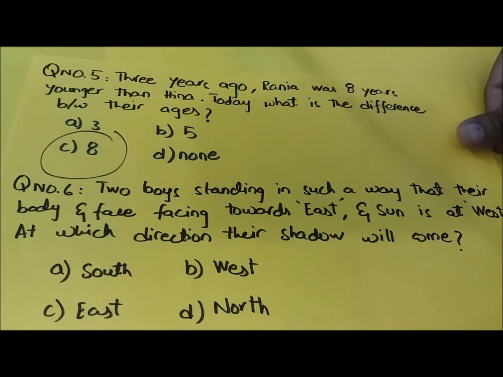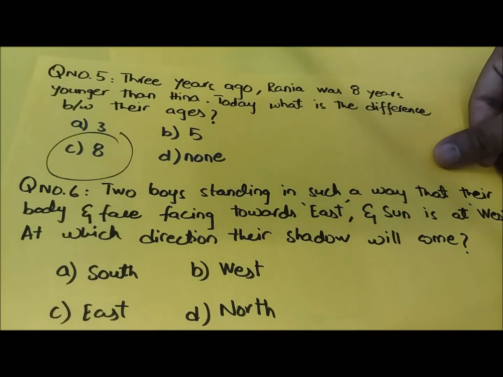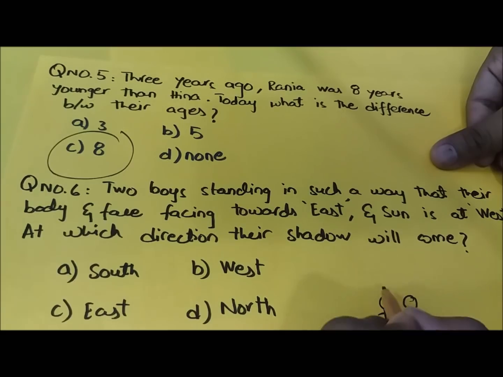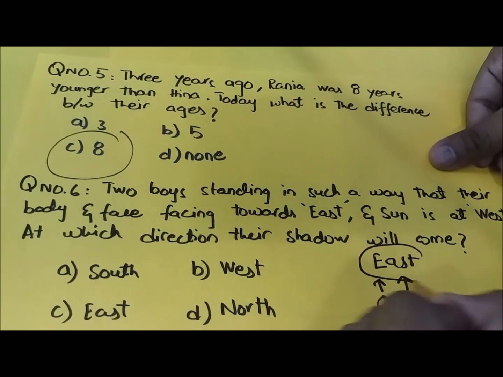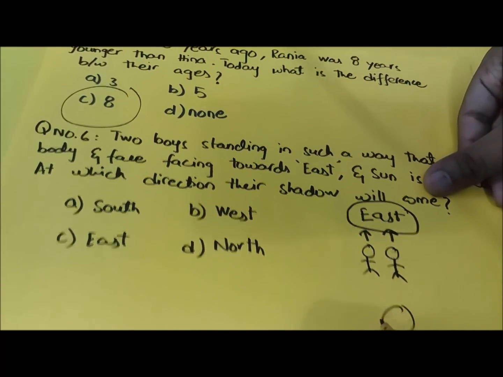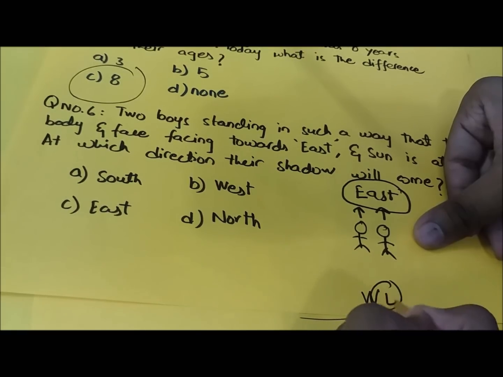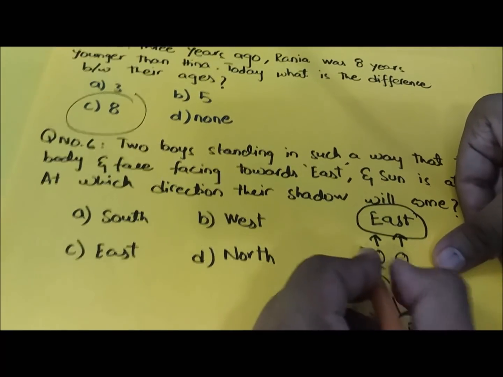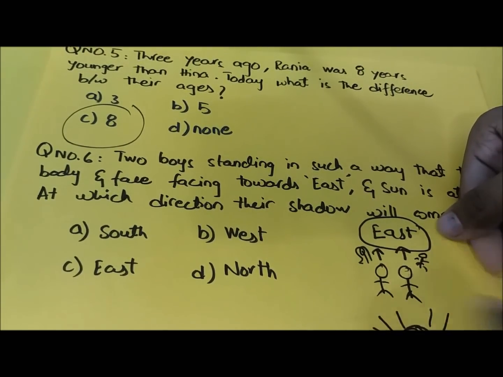Two boys are standing in such a way that their bodies and faces are facing towards east and the sun is at west. In which direction will their shadow fall? If I say these are the two boys, they are facing towards east, and the sun is at west. As we know, west is opposite to east. So here is west and this is the sun, and the sun is shining. The shadow will form towards here. So the position is at east.